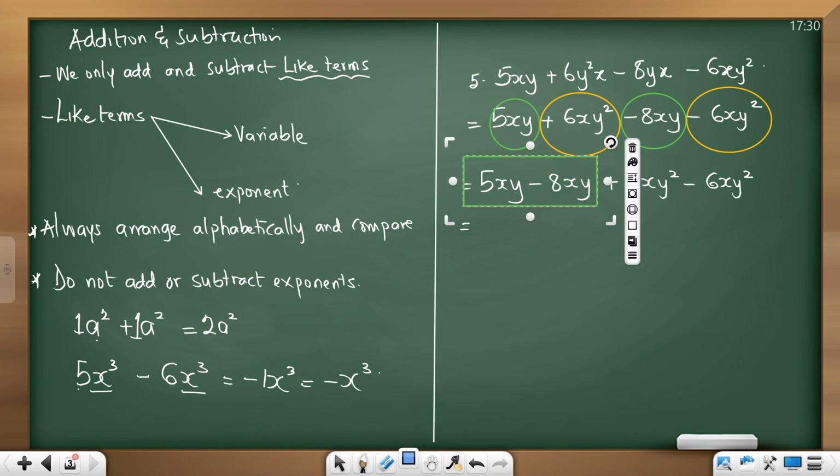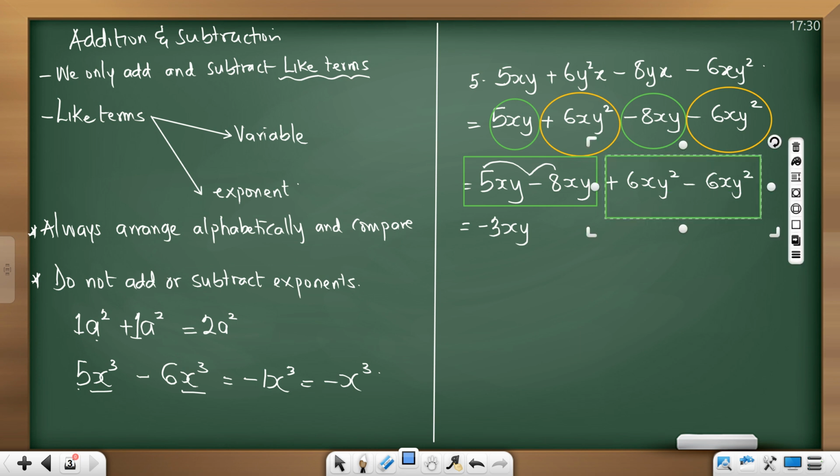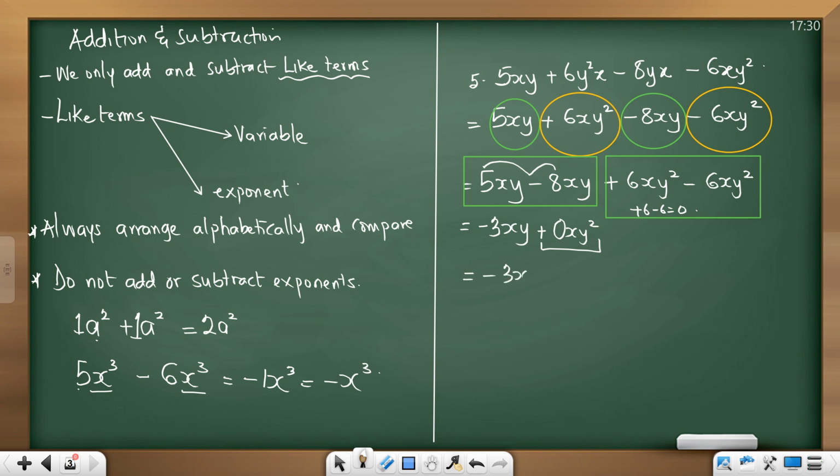Now, if you look at the first two, what do you notice? They are like terms. And what's common? What's the like term? xy. So I'm going to start by saying xy. Then I'll look at the integer. 5 minus 8 will be negative 3. Now, if you look at this one, what do you notice? xy squared, but it is positive 6 minus 6. And that would give me a 0. So I don't need to put anything there, okay? If it's a 0, then I don't need to put it.